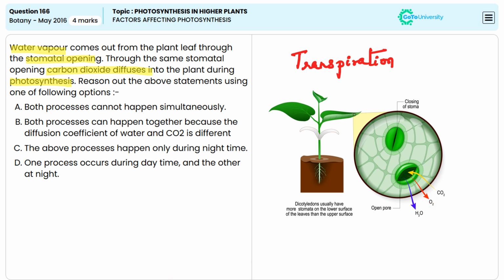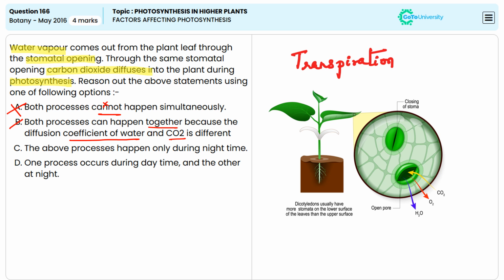Now, coming to the options given here, option A: both processes cannot happen simultaneously. This is incorrect. Both the processes happen simultaneously. So, option A is incorrect. Option B: both processes can happen together because the diffusion coefficient of water and carbon dioxide is different.